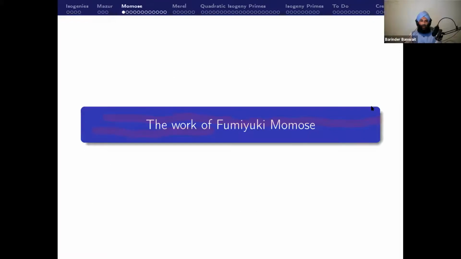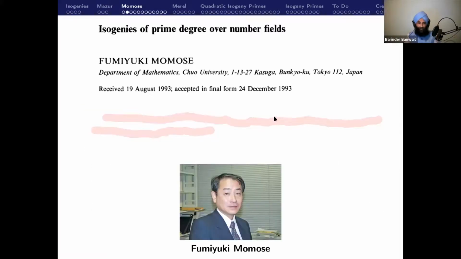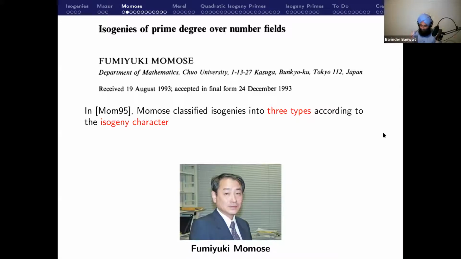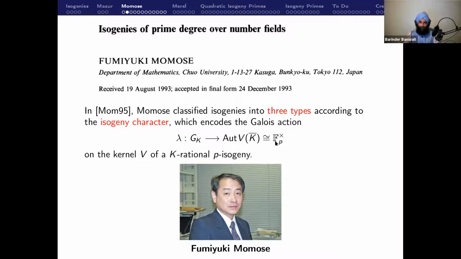Okay, so now I'm going to fast forward a bit to the 90s, when Momose writes this paper, Isogenies of prime degree over number fields. In this paper, Momose gives a classification of isogenies into one of three types, according to the so-called isogeny character, which is what you get when you consider the Galois action on the kernel of an isogeny. So that gives you a one-dimensional Galois representation.